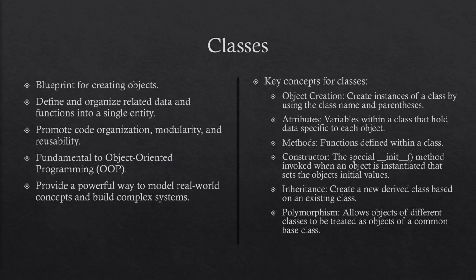Classes support inheritance, which allows a programmer to create a new derived or child class based on an existing or parent class. The derived class inherits all the attributes and methods of the base class, and it has its own unique attributes and methods. Classes also provide a way to encapsulate data and methods together.